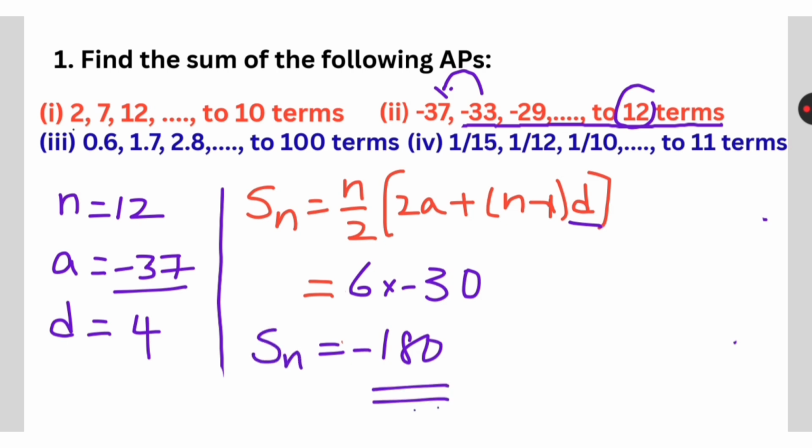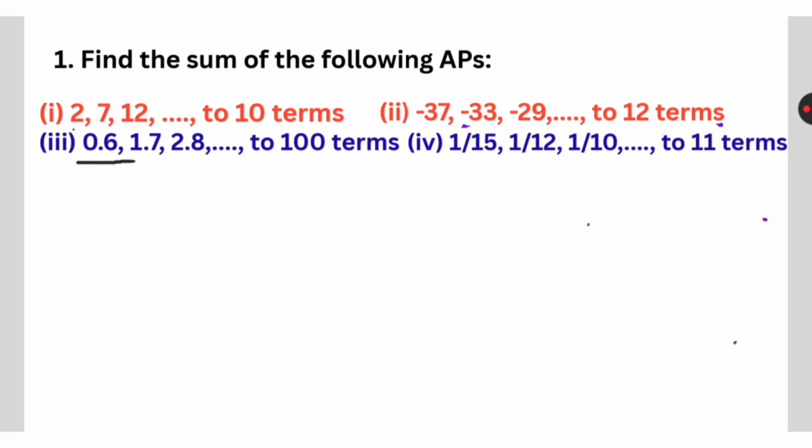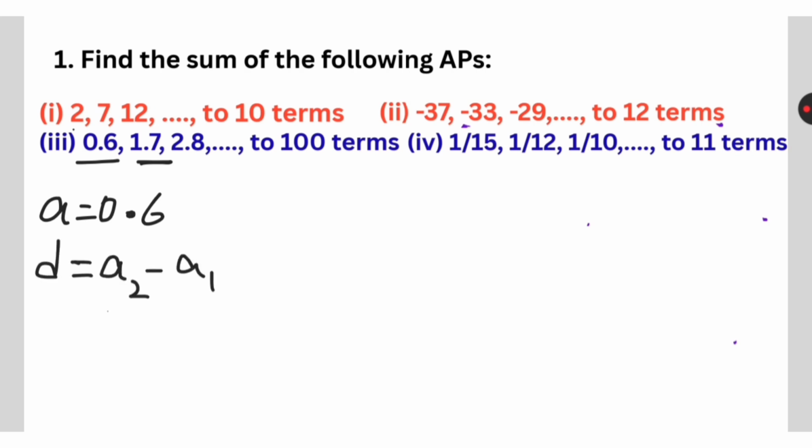Let's see another one. 0.6, 1.7, 2.8 up to 100 terms. Here they have given the first term, which is 0.6, and also the second term. From the first and second term we can find the common difference, that is a2 minus a1. Here 1.7 minus 0.6 gives 1.1. So the common difference is 1.1 here. And they have given 100 terms, which is nothing but n. So n is 100.